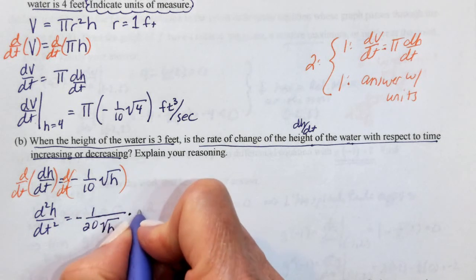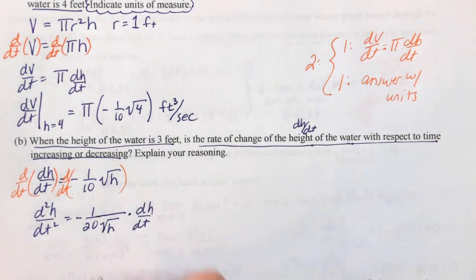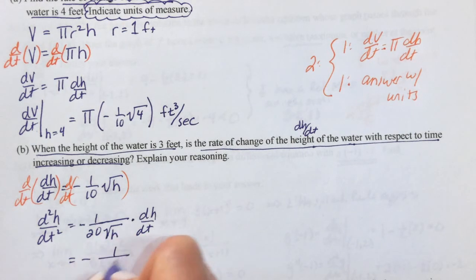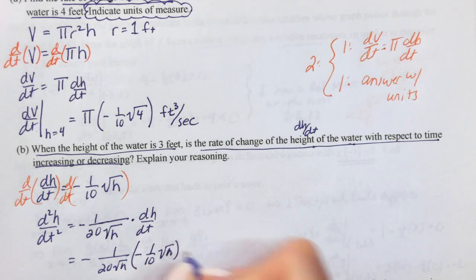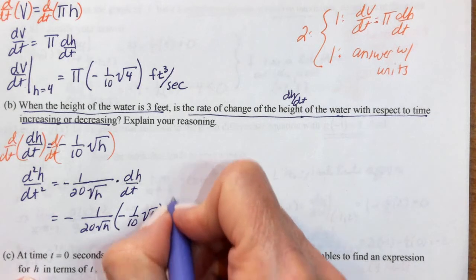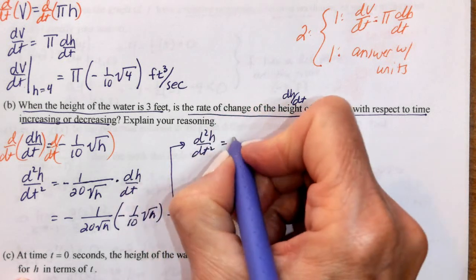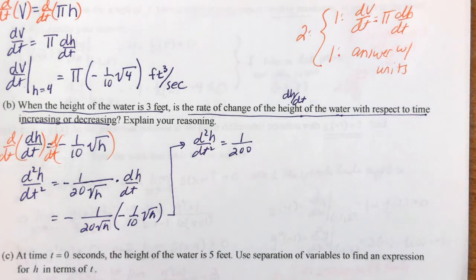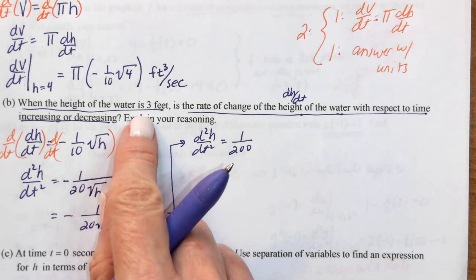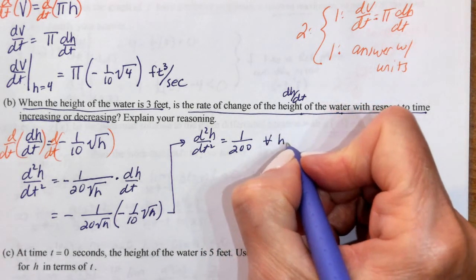Now, little chain rule, multiply by dh/dt. So we get negative 1 over 20 square root of h times dh/dt, which is negative 1/10 square root of h. The square root of h's cancel out, don't they? And so I get that the second derivative is equal to a positive 1 over 200. Always. Not just when the height is 3, but always, right? So this is for all values of h.